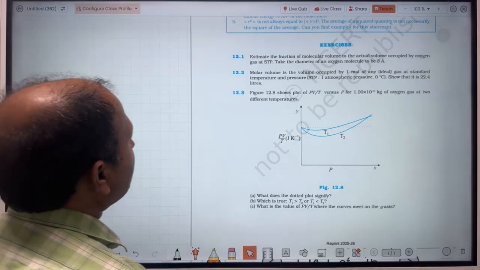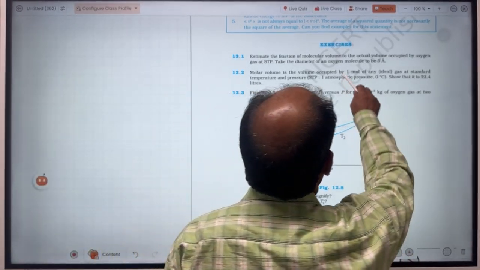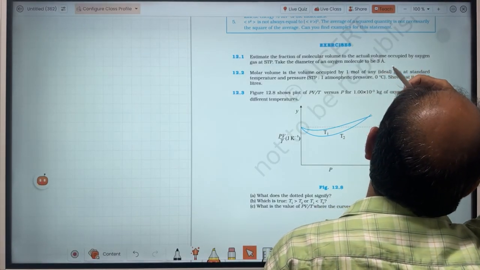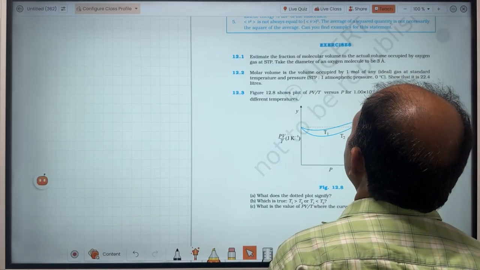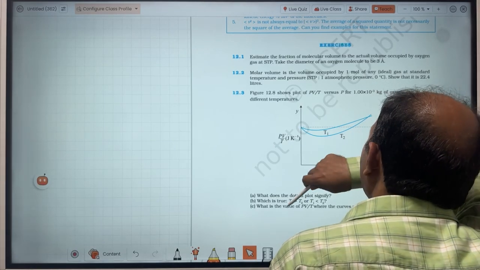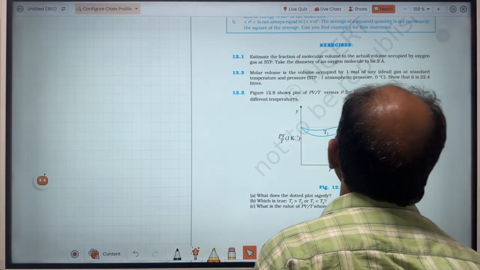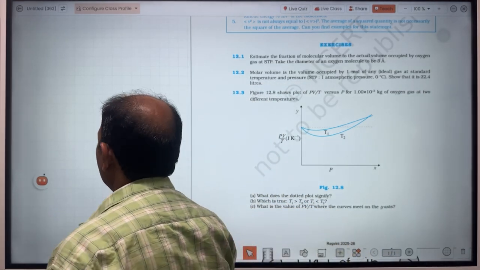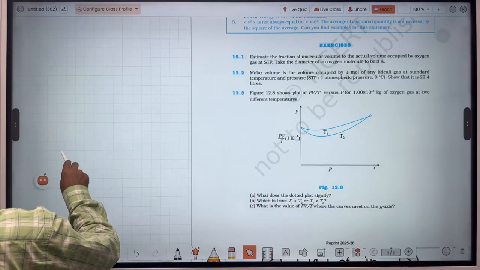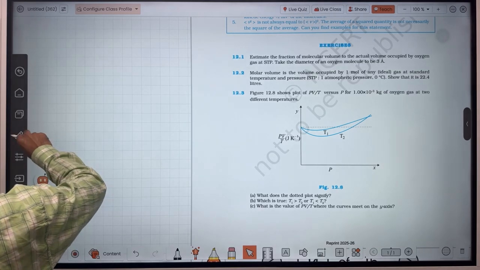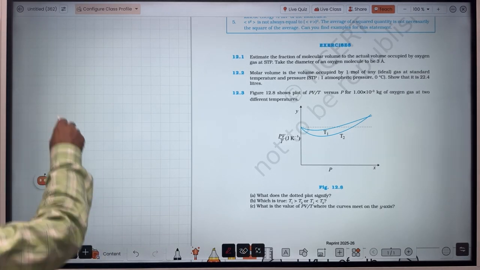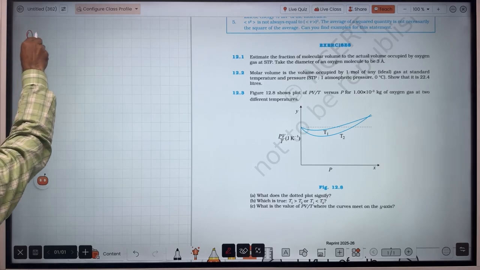Question number 1. Estimate the fraction of molecular volume to the actual volume occupied by oxygen gas at STP. Take the diameter of an oxygen molecule to be 3 angstrom. Angstrom, I think you remember, it is 10 power minus 10 meter. Right. So let's see how to solve. Question number 1.